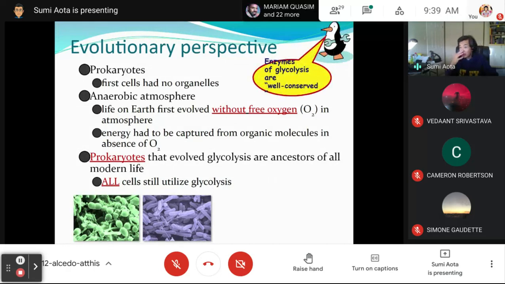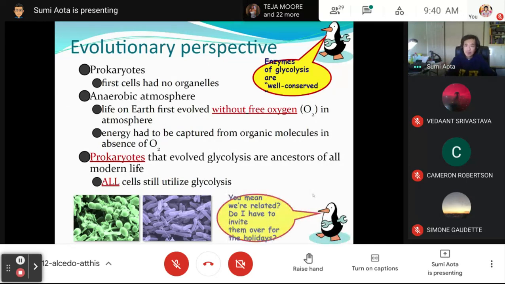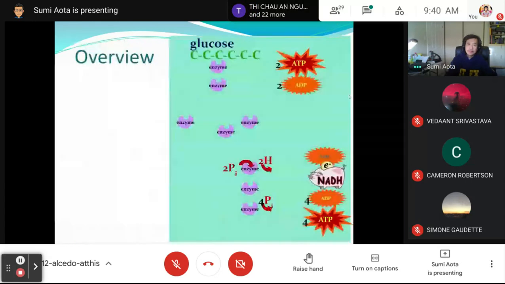Okay, and all cells still utilize glycolysis today. There isn't one single exception. They may not use sugar as the ultimate energy source, could be methane or hydrogen sulfide, but the pathway is still pretty much equivalent to glycolysis. Okay, so the enzymes of glycolysis are pretty much well conserved. If I compared the enzymes of glycolysis in you to the enzymes of glycolysis in a yeast to that in an archaean in a hot spring, they'd basically be the same. The genetic sequences are basically identical. There's very few mutations between them. Okay. Overview.